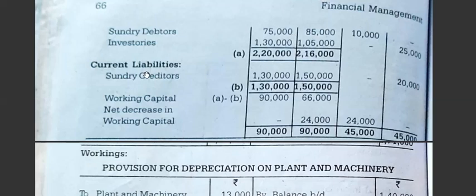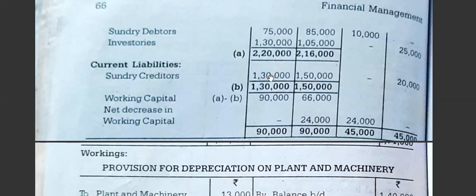Then total it. Current liabilities, you have to check. Only one item you have, sundry creditors. Sundry creditors, if increased, write in the decrease column. If decreased, write in the increase column. Here it is decreased, so write the difference in the increase column. Then total both sides. The difference of this total A minus B is working capital.